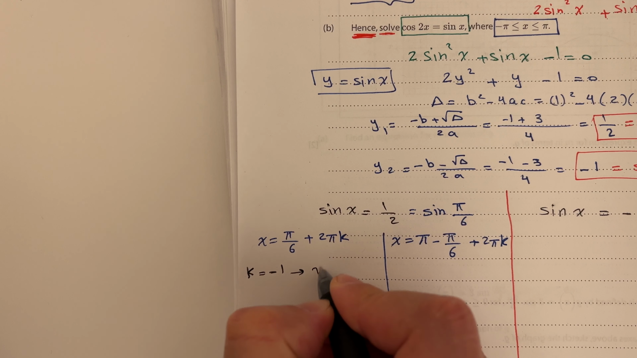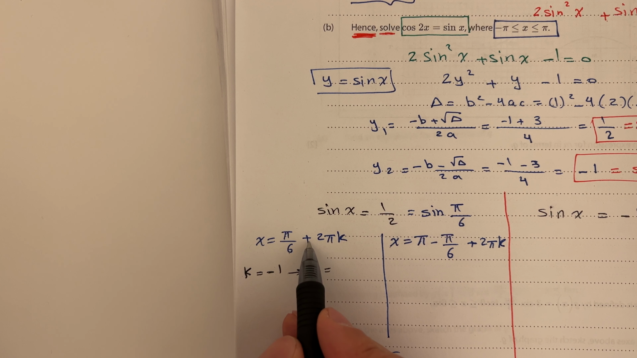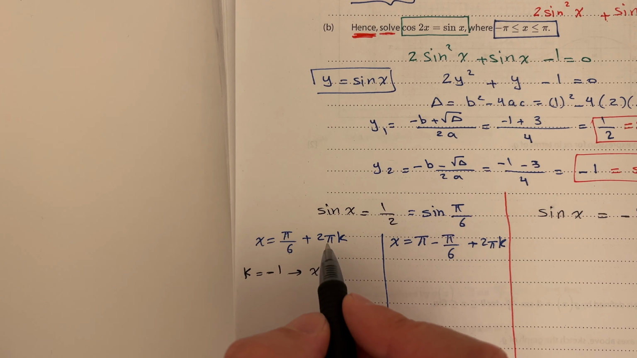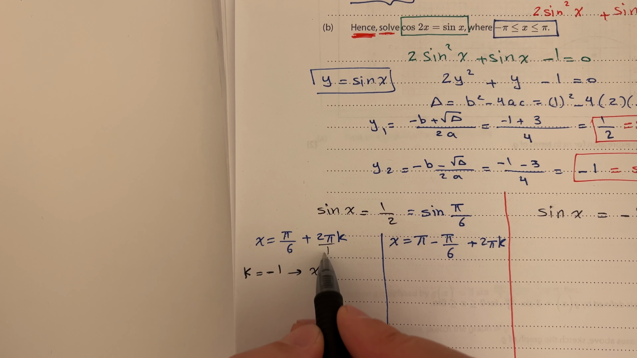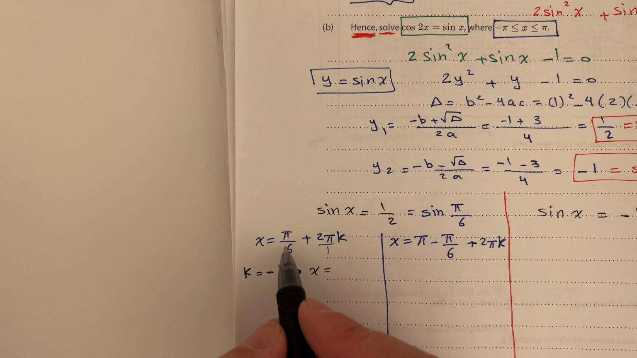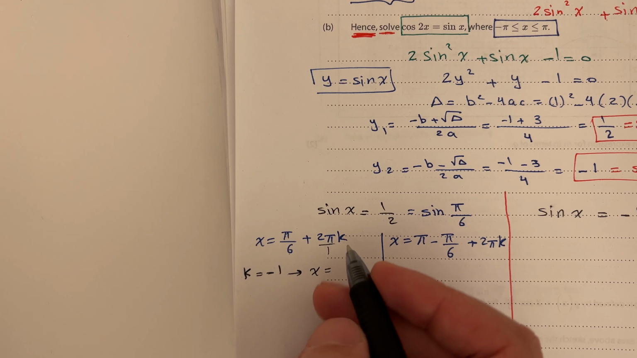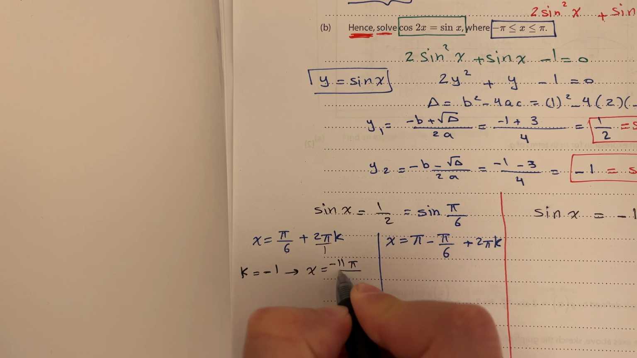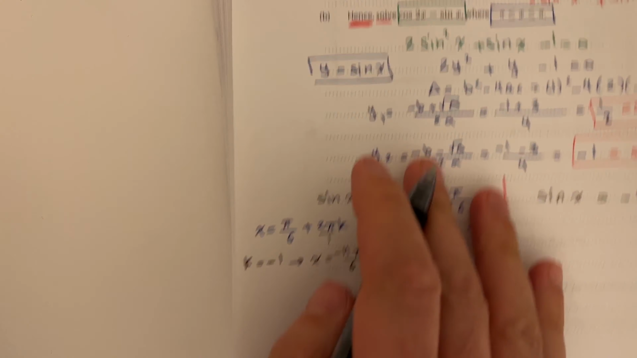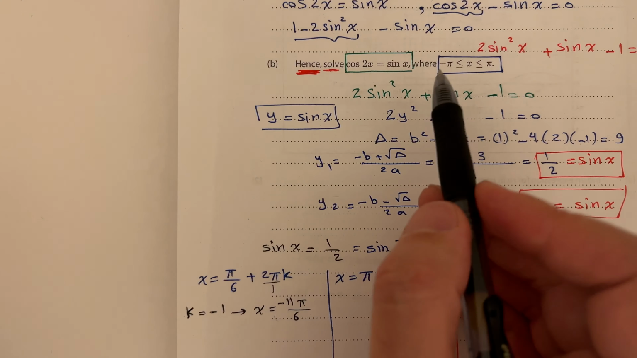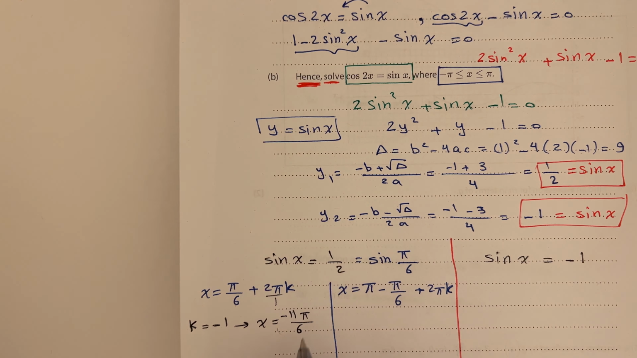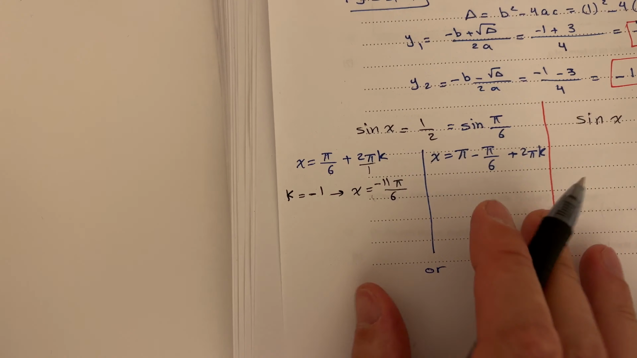That means x will be pi over 6 plus 2 pi times -1, so minus 2 pi. If I multiply by 6 up and down, it's going to be pi over 6 minus 12 pi over 6, negative 11 pi over 6. It's less than -1, so it's outside this range, because 11 divided by 6 is more than 1. So reject it, don't accept it.